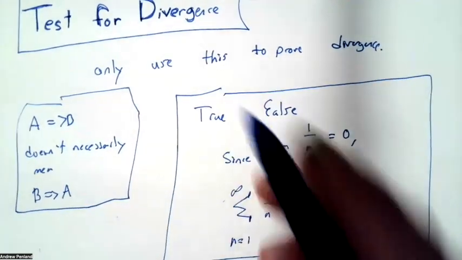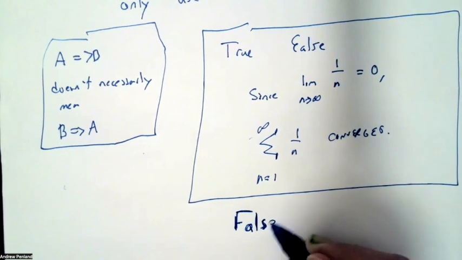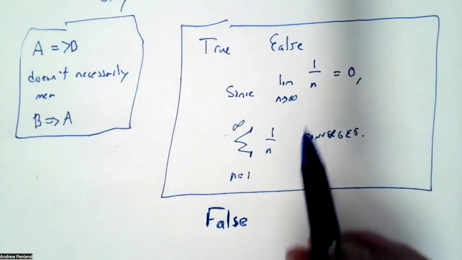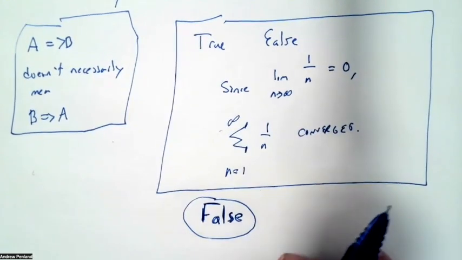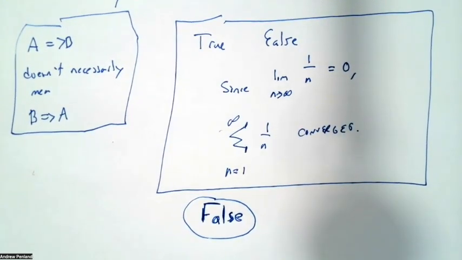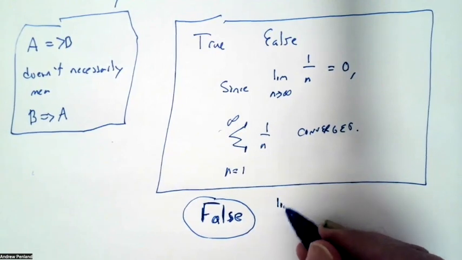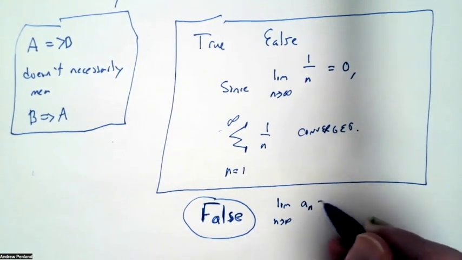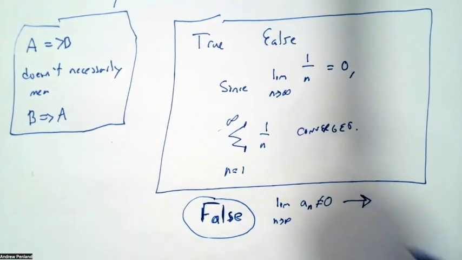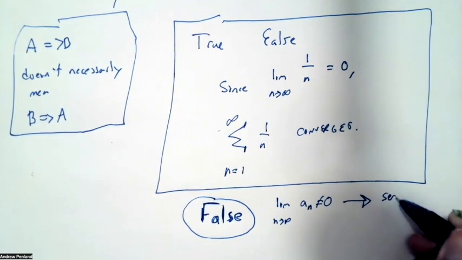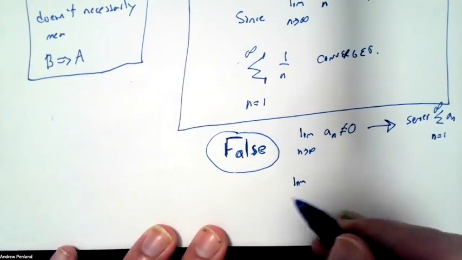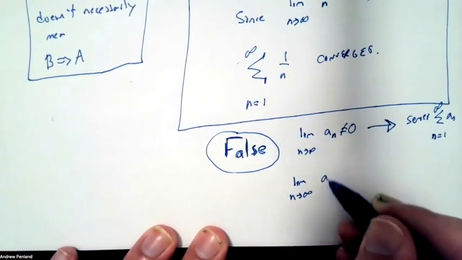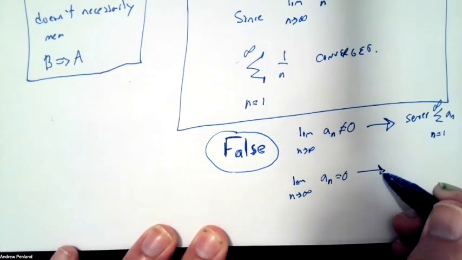The answer is false. If this limit were something besides 0, then I could conclude that this does not converge. But just because the limit is 0 doesn't mean I can conclude it converges. So the limit as n approaches infinity of a sub n not equal to 0 leads you to conclude that the series from n equals 1 to infinity of a sub n diverges. But if the limit of the terms that are being added up is 0, then you can't draw any conclusion.